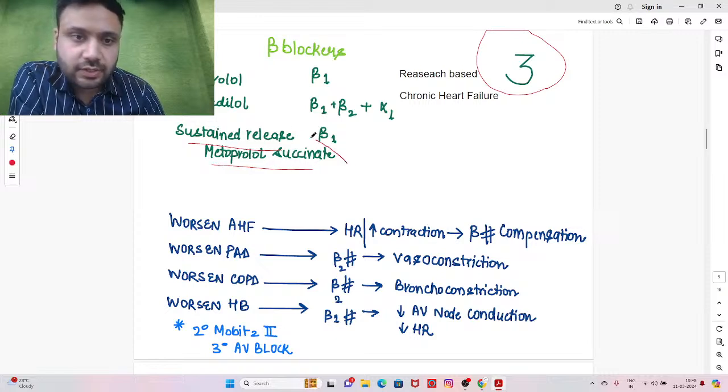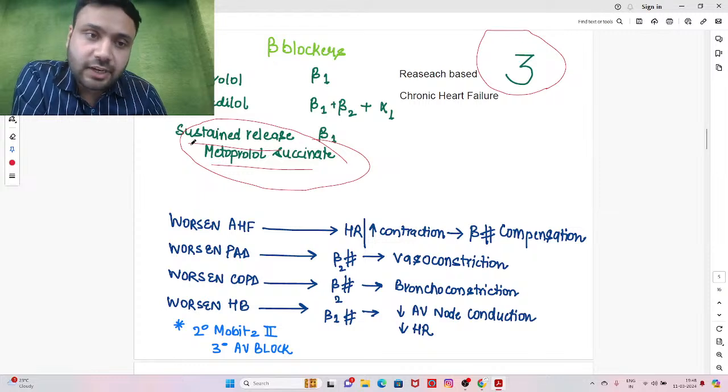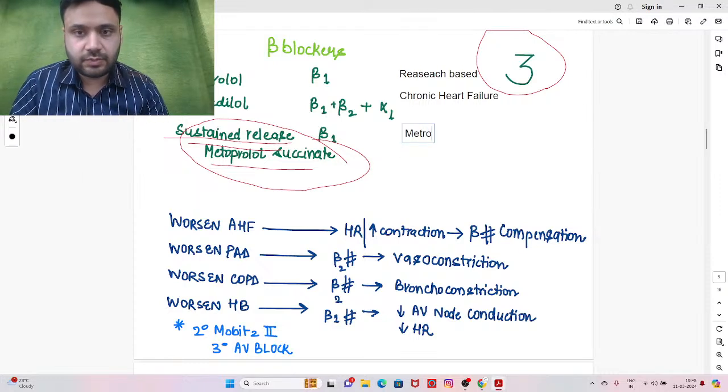It is important that if somebody is asked in the exam which metoprolol is approved for heart failure, you should go specifically for sustained release metoprolol succinate, not metoprolol tartrate.